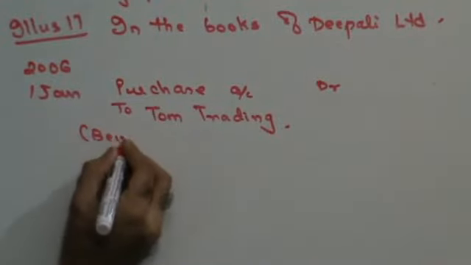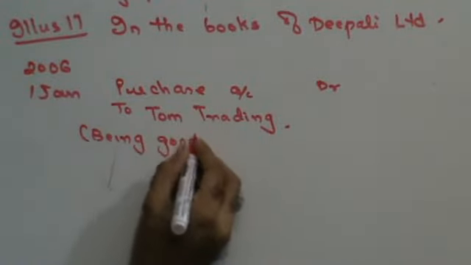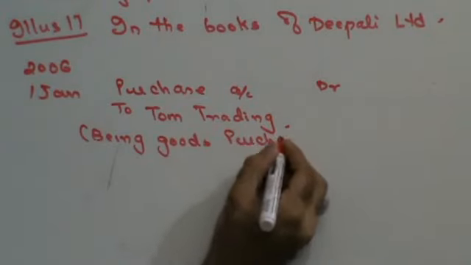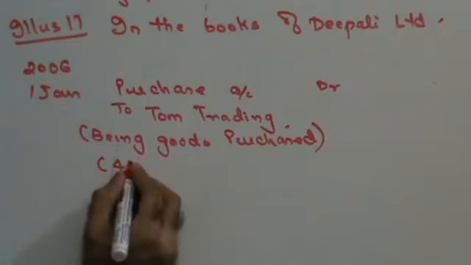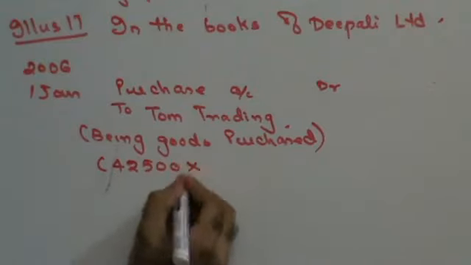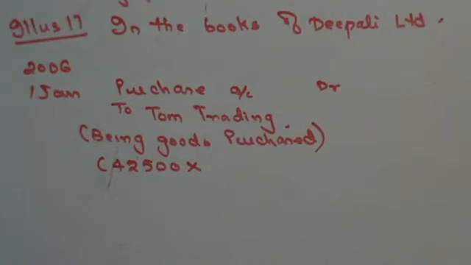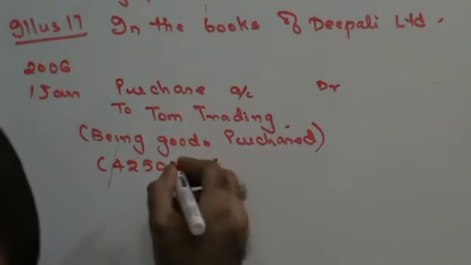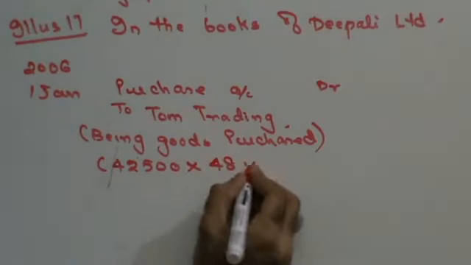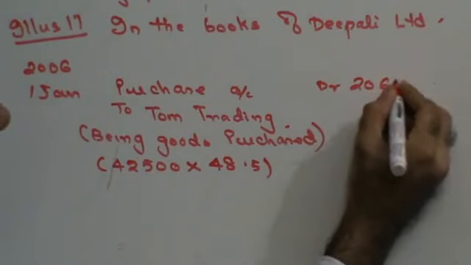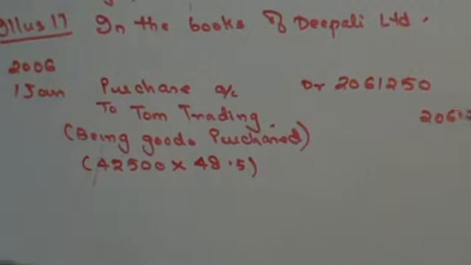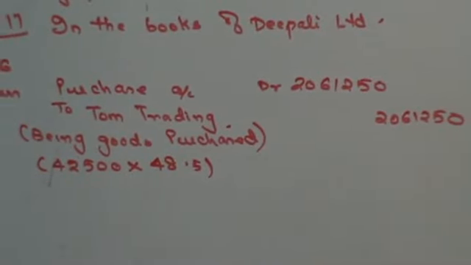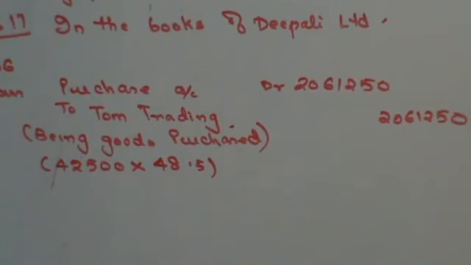Being goods purchased. Right? You have purchased goods of $42,500, and on 1st Jan the dollar rate was 48.5. That is 20 lakh 61,250. That was 1st Jan. Next, the payment was made as under.